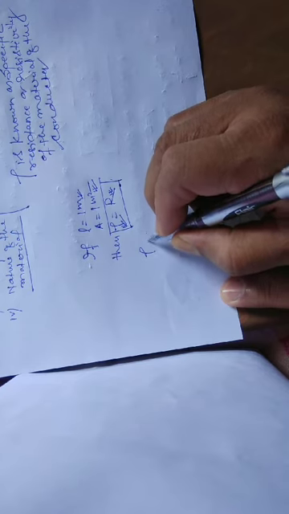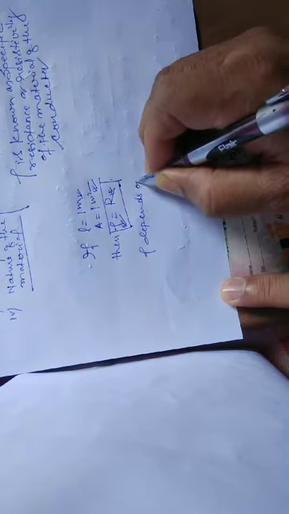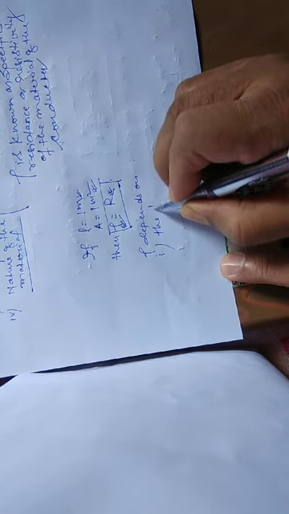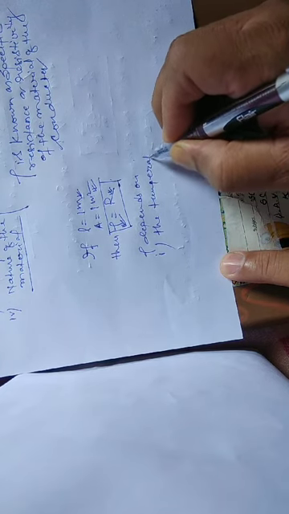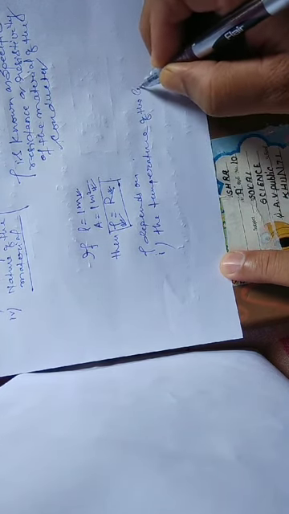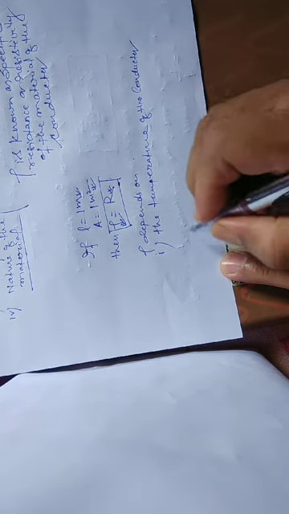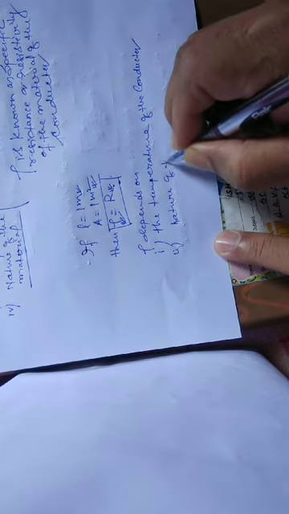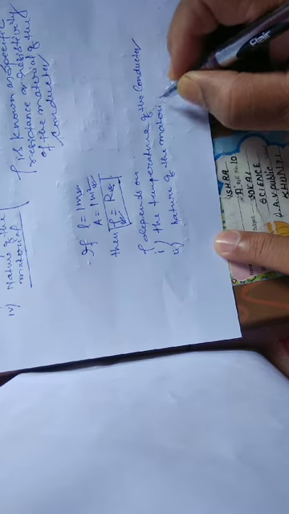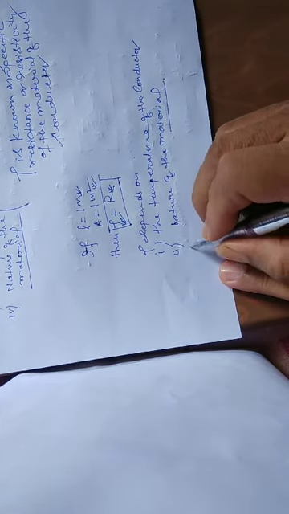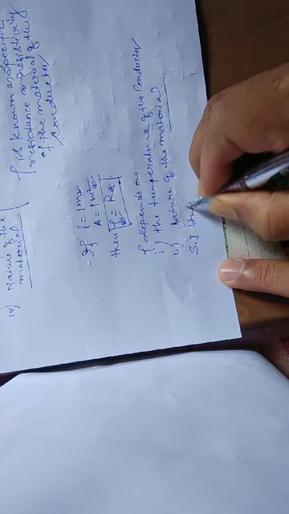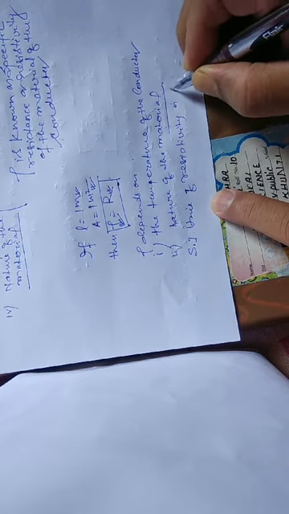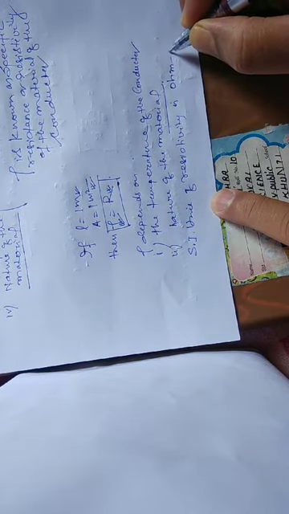Resistivity depends on the temperature of the conductor, and nature of the material. SI unit of resistivity is ohm meter.